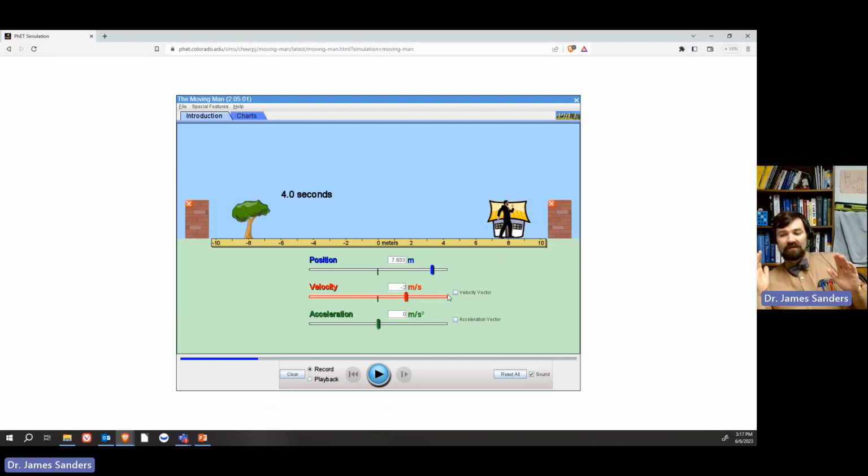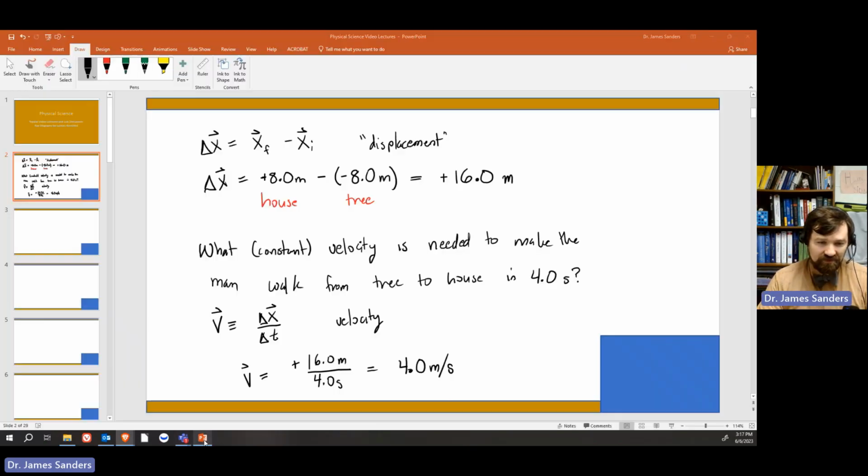So he's just going to walk back, a brisk walk, back to the tree. Question: what do you think his average velocity for this entire trip is going to be? I'm going to write this over here. If you're watching this after I've recorded it, this is a good time for you to try to calculate this number on your own and then compare it to the number that I get.